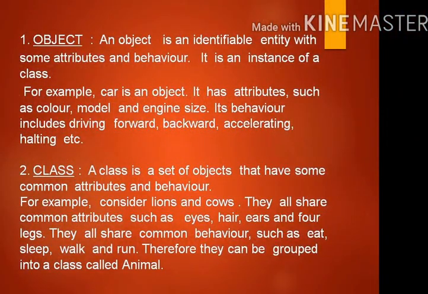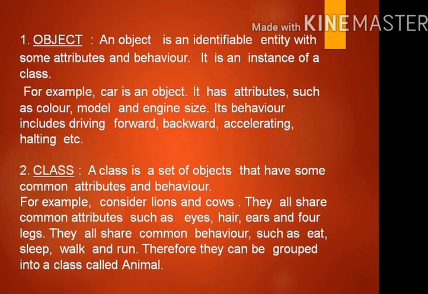The next slide is about object and class. What is an object? An object is an identifiable entity with some attributes and behavior. It is an instance of a class. For example, car is an object. It has attributes such as color, model, and engine size. Its behavior includes driving forward, backward, accelerating, halting, etc.